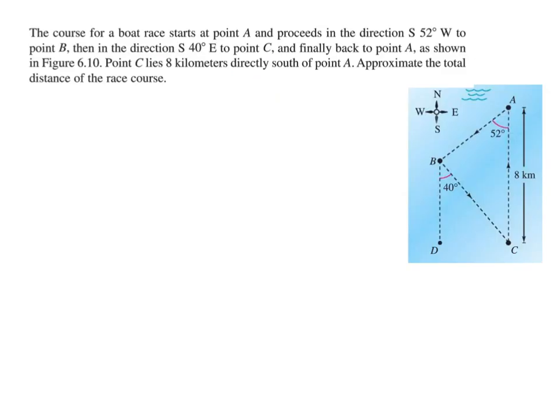Okay, a boat race. The course for a boat race starts at point A and proceeds in the direction of south 52 degrees west to point B, and then in the direction of south 40 degrees east to point C, and finally back to point A. Point C lies 8 kilometers directly south of point A. Approximate the total distance for the race course. So what I'm looking for is the perimeter. So we need to figure out a few angles in here that aren't given.